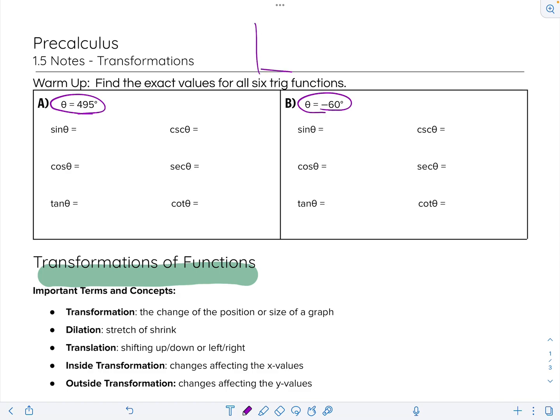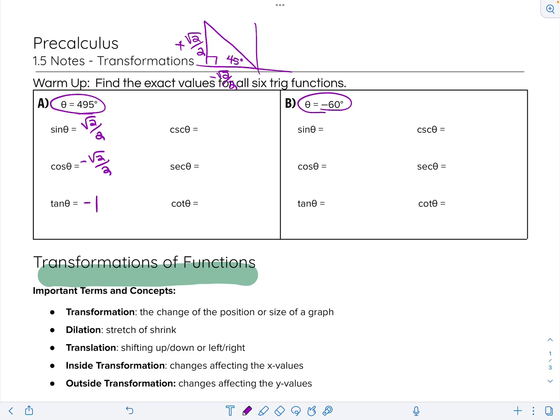495 is, let's see, 495 minus 360 is 135. So that is a 45, 45, 90 reference angle. That means I'm looking at negative radical 2 over 2 and positive radical 2 over 2. The sine is root 2 over 2. The cosine is negative root 2 over 2. The tangent is negative 1.